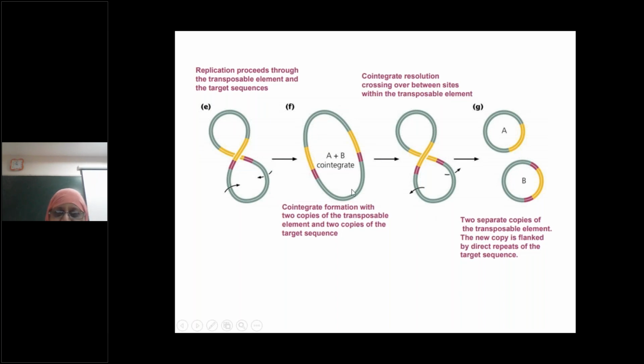This is only for explanation's sake, but this co-integrate will resolve by crossing over between the sites within the transposable element, and then 2 separate copies of the transposable element are formed, but 1 new copy is flanked by direct repeats of the target sequence. So in the end, what is happening is that this is being copied over to the new target sequence.